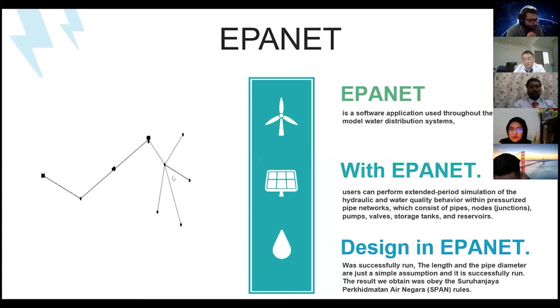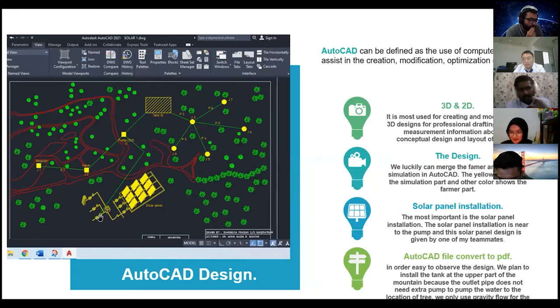So the main reason why I choose EPANET to run the simulation is it's easy, and also it can be easily operated. That's why I choose EPANET software. This EPANET software also, I obey all the rules from Suruhan Jaya Perkhidmatan Air Negara. And so let's move on to the AutoCAD design.